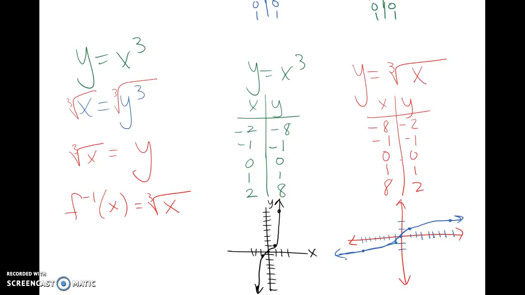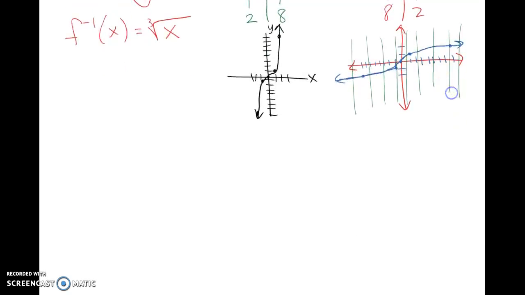And it doesn't actually look like we need to restrict it, because if we look, our vertical line test, no matter where I draw this, is going to pass. So it is a function without a restricted domain or range.